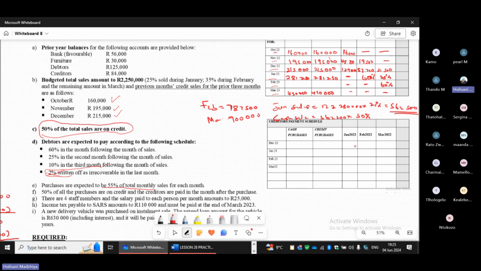So this means that if we buy in January, 50% will be cash purchase, and 50% will be credit purchase, and that credit purchase will actually be paid in February. If we look at the information that we have, we've got credit sales from October, November, December, which are for the previous months, but which one of these are we going to collect within the budgeted period of January, February, March?